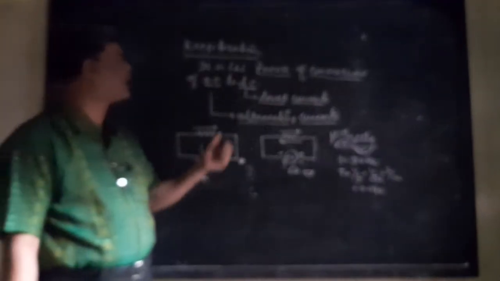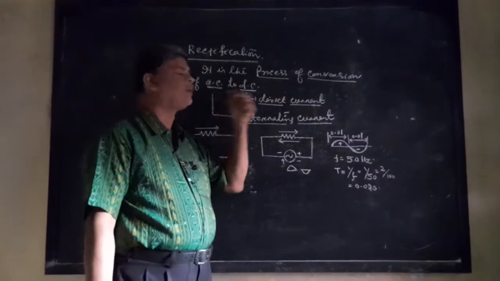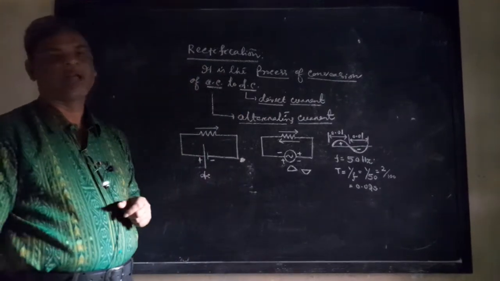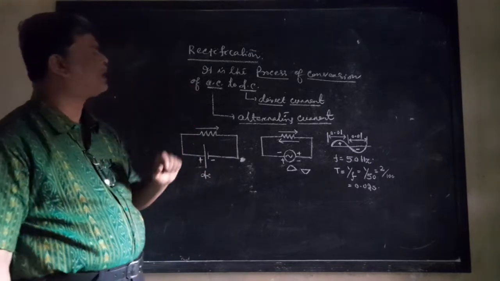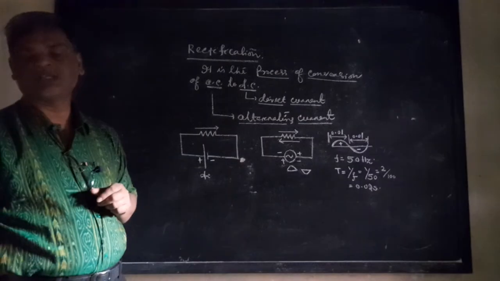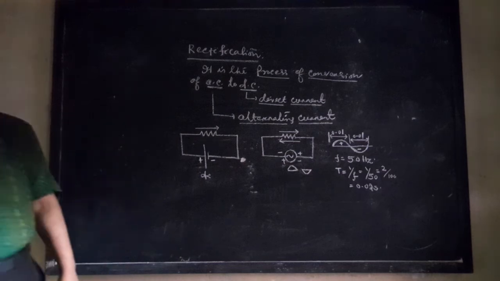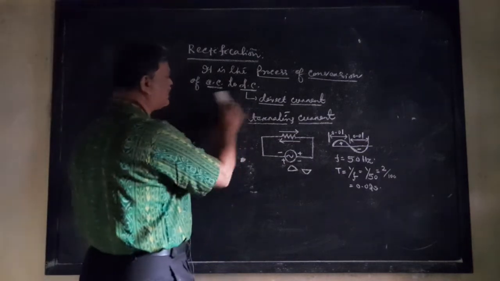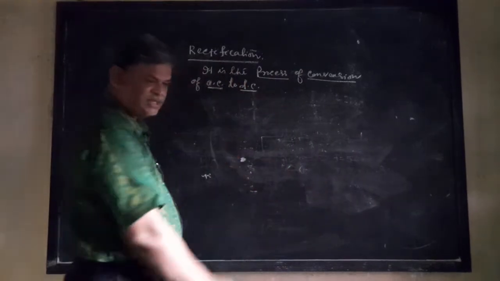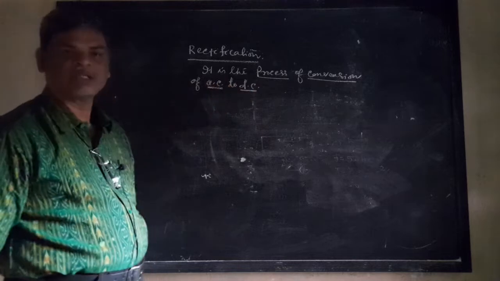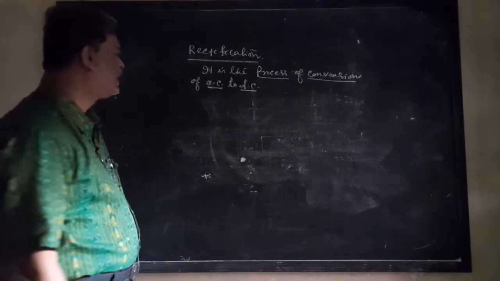So we have AC available and we convert it to DC, and this process is known as rectification. It is the process of conversion of AC to DC. That is, the conversion of AC to DC is called rectification. Clear? And the device by which this rectification is done is known as the rectifier. The element or the device that rectifies, that converts AC to DC, is known as a rectifier.